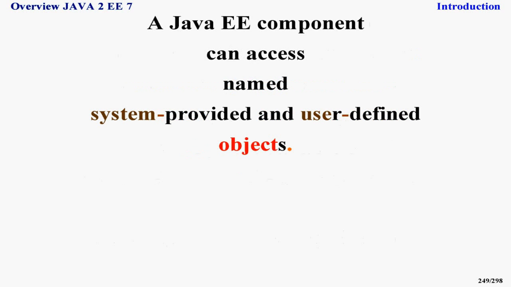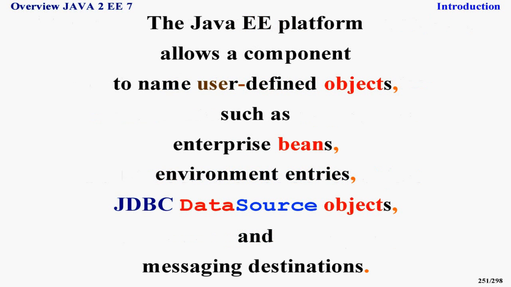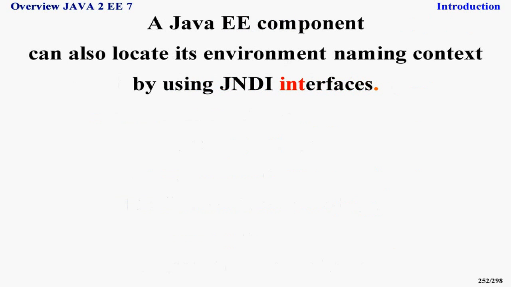A Java EE component can access named system-provided and user-defined objects. The names of some system-provided objects, such as a default JDBC data source object, a default JMS connection factory, and a JTA UserTransaction object, are stored in the java:comp namespace. The Java EE platform allows the component to name user-defined objects, such as enterprise beans, environment entries, JDBC data source objects, and messaging destinations. A Java EE component can also locate its environment naming context by using JNDI interfaces.